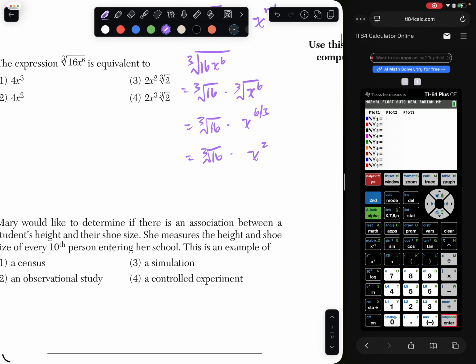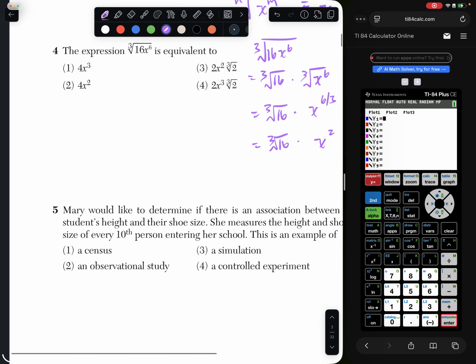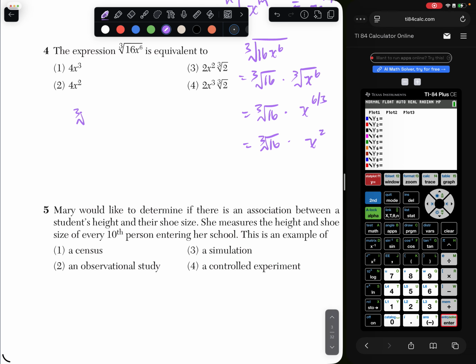And now this part I want to break up. I have an idea of how to break it up. This is going to be equal to 2 times 8. And you know what I do know? The cube root of 8 is equal to 2. So if I split this up, this is the cube root of 2 times the cube root of 8. That's equal to the cube root of 2 times 2.